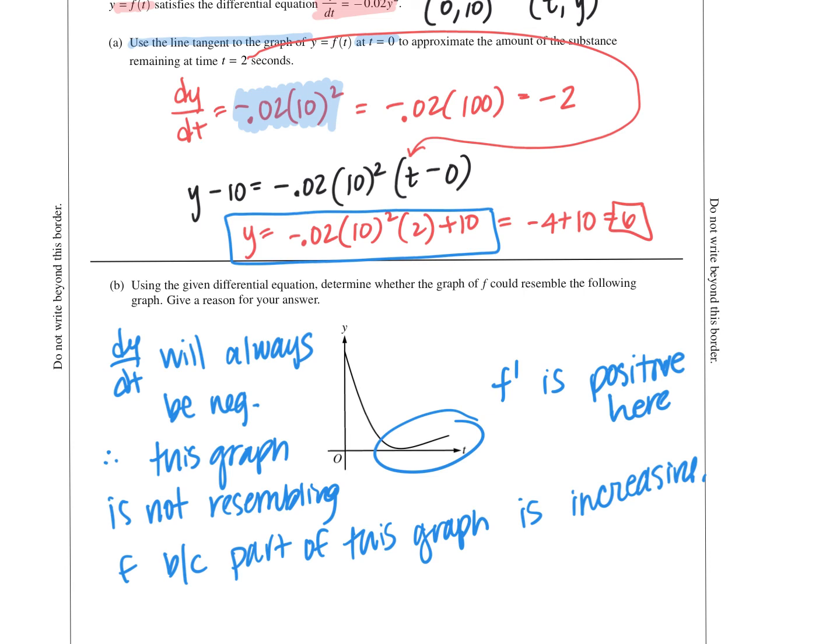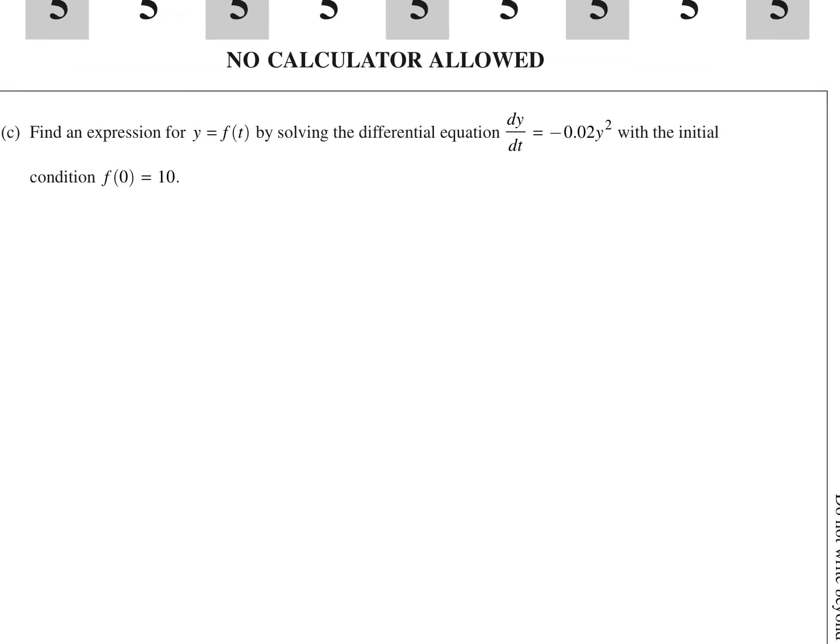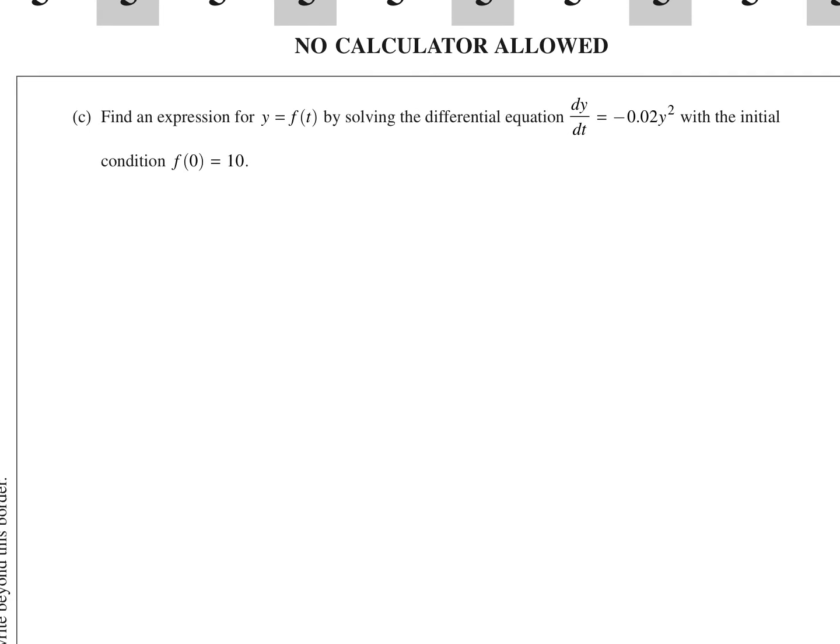We got this. We got this. Now it says, this is the Big Mac Daddy. Find an expression for y solving the equation with the initial condition. What do you think we ought to do here? They want the y equals, and they gave us the derivative. Yes, separate the variables. We've got to separate those variables.